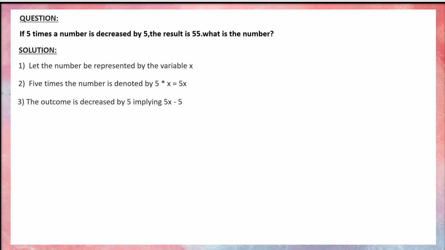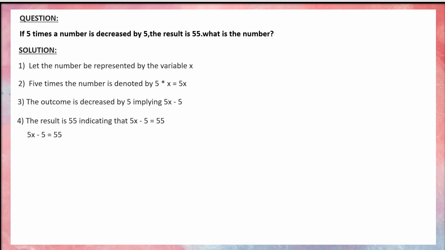Remember, it is decreased by 5. So it is 5x minus the amount it is decreased by, and that is 5x minus 5. If the question said it is increased by 5, it would have been 5x plus 5. But since it says decreased by 5, we'll represent it as 5x minus 5. And subsequently, this result, which is 55, is 5x minus 5. So 5x minus 5 is 55.